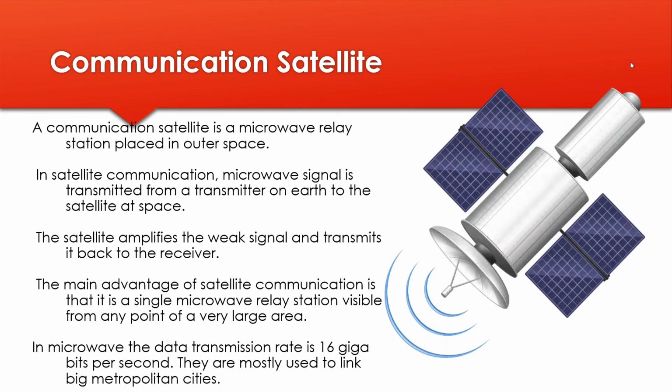Last is the communication satellite. A communication satellite is a microwave relay station placed in outer space. In satellite communication, a microwave signal is transmitted from a transmitter on Earth to the satellite in space. The satellite amplifies the weak signal and transmits it back to the receiver. The main advantage of satellite communication is that it is a single microwave relay station visible from any point of a larger area. In microwave, the data transmission rate is 16 gigabits per second. They are most likely used to link big metropolitan cities.